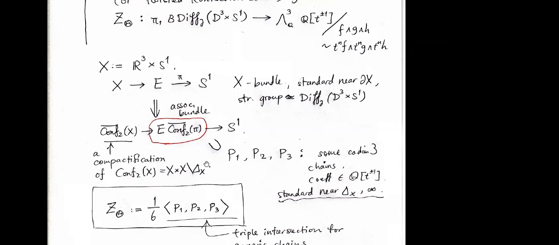This is taken for a technical reason, but we can take such a bundle, and we consider some intersection in the total space of the associated bundle. We take some chains. The total space is a nine-dimensional manifold with corners, and we take three codimension three chains in the total space, which are twisted chains with coefficients in the Laurent polynomials, which are standard near the diagonal and infinity.